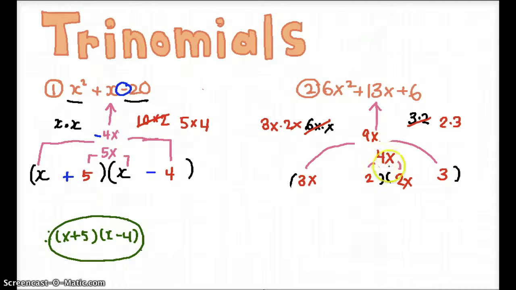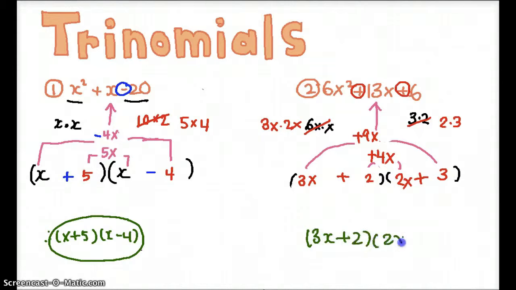Turns out that if we add 9x plus 4x, if we add these two numbers together, we do get 13x. So we just have to put two positive signs in front of there, because this part is positive and this part is positive, so both of them are just going to be positive. Turns out that if you add 9x plus 4x, it does equal 13x. So this combination is right. So the answer is 3x plus 2, 2x plus 3.